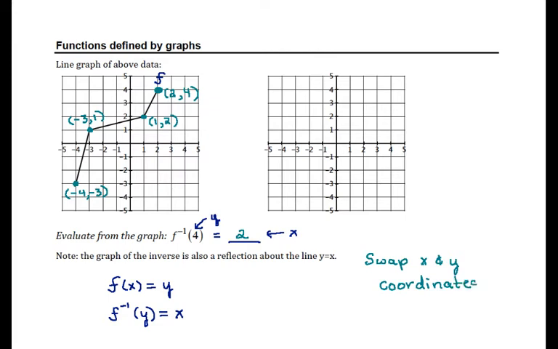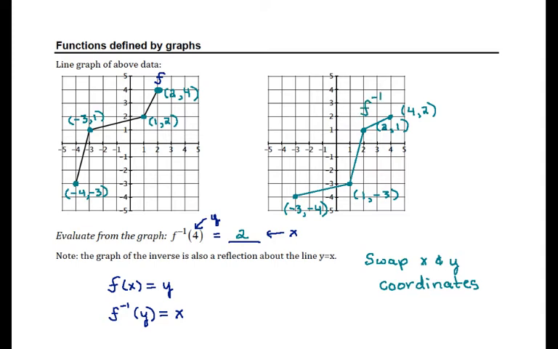We're not changing signs of anything. We're just taking the numbers, picking them up, and putting them down exactly as they are in the other position. So for example, the point (-4, -3) becomes (-3, -4). And the point (-3, 1) becomes (1, -3). The point (1, 2) becomes (2, 1), and the last point (2, 4) becomes (4, 2). Now if I connect these with line segments, I get a graph of the inverse function f inverse.